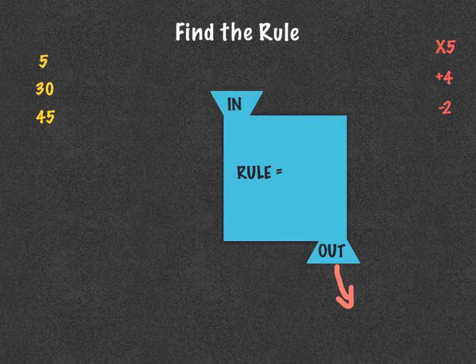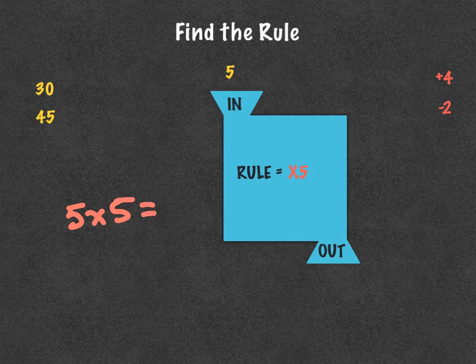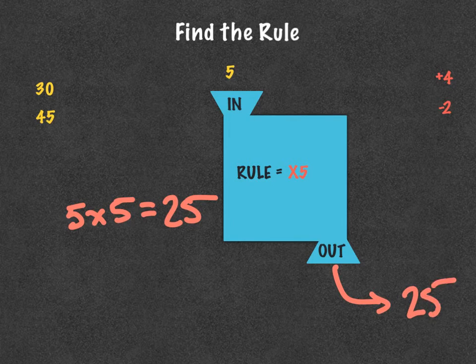So let's get going. First of all, let's say that our rule is times 5. So if we take 5 and put it in the function machine, we're now thinking, what is 5 times 5? It equals 25. So when 5 goes through here, 5 times 5 comes out as 25. That's when it goes through the function machine.